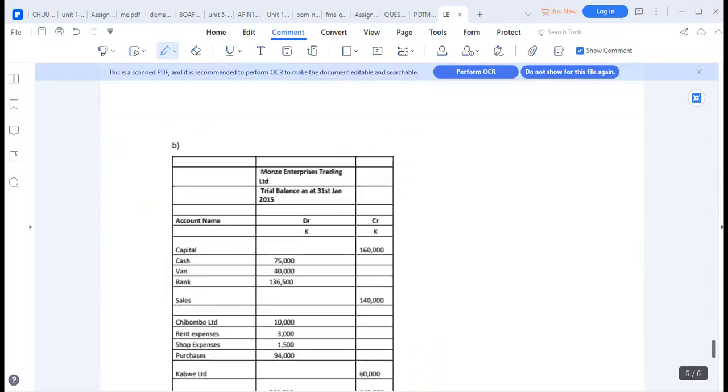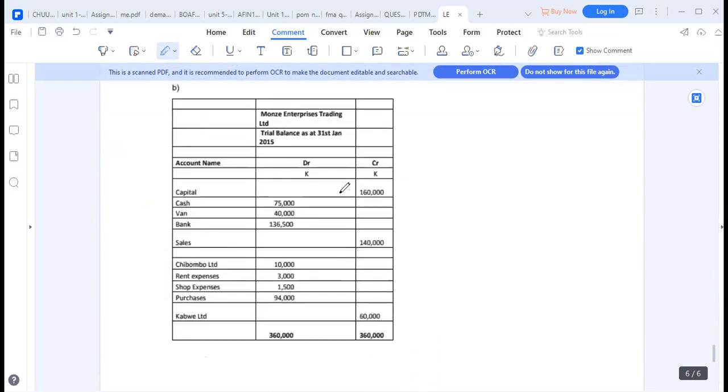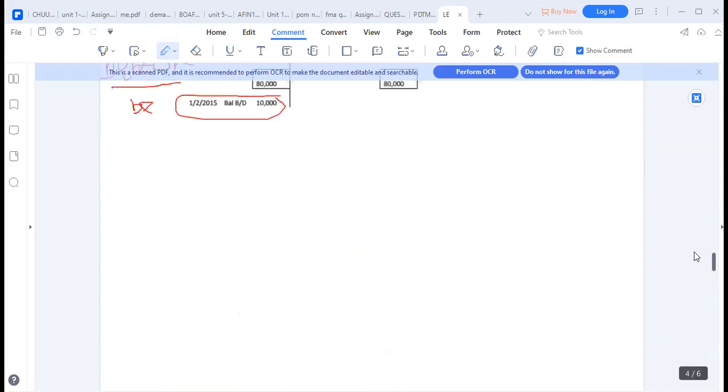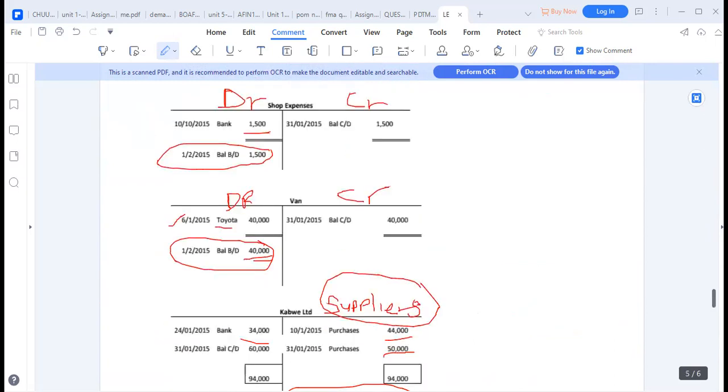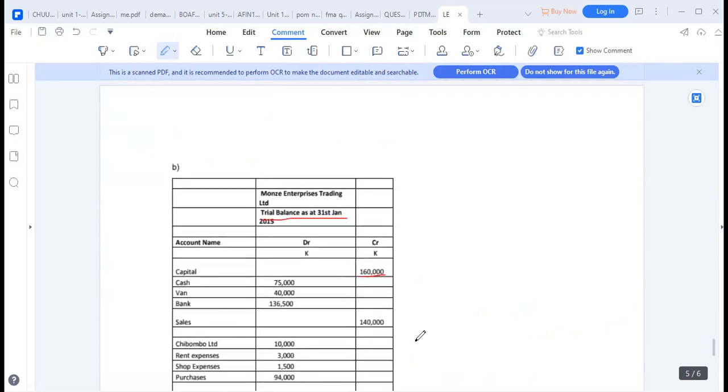Then this is just about the trial balance that was first January 2015. So we have the debit and the credit. Capital was on the credit of 160,000. Cash was 75,000. These are the figures coming from where they're supposed to be. Cash was 75,000 on the debit. We pick them the way they are. And then getting down to, so this is cash. The van was 40,000 on the debit. Bank was 136,500. Sales on the credit side.